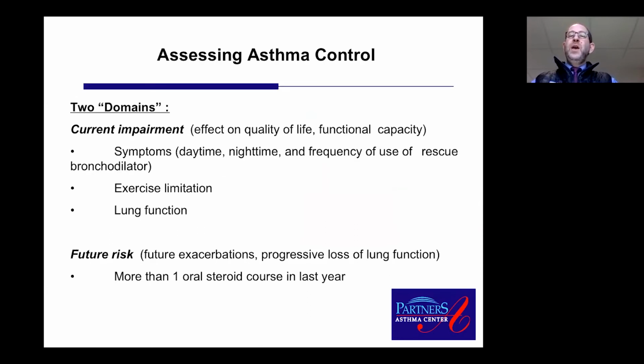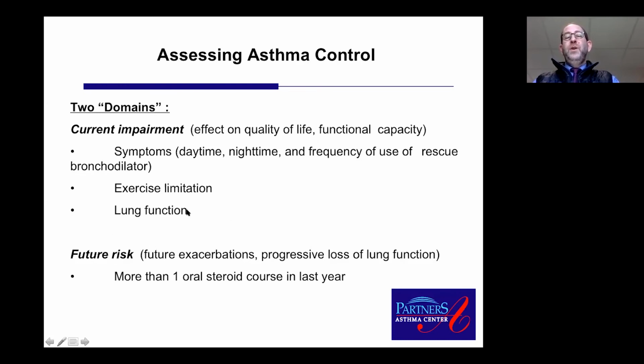So there are two domains overall when we think about assessing asthma control. One is how much the current impairment is. How does it affect people's quality of life, their functional capacity? How much symptoms do they have? Is it every day? Is it continuous? Is it a few days a week? How often do they need their bronchodilator for control? Is it limiting their ability to exercise? And then also, of course, importantly, what's the impact on lung function?